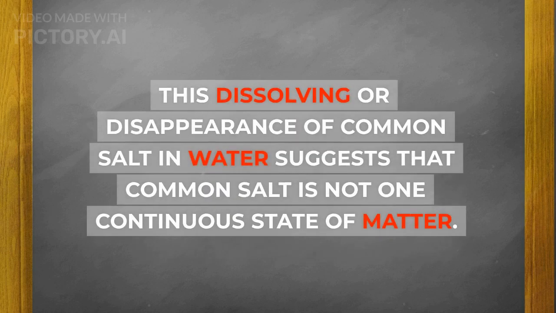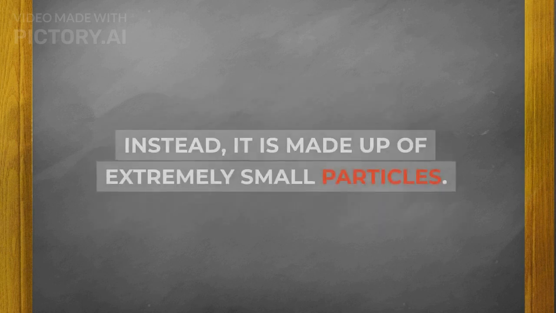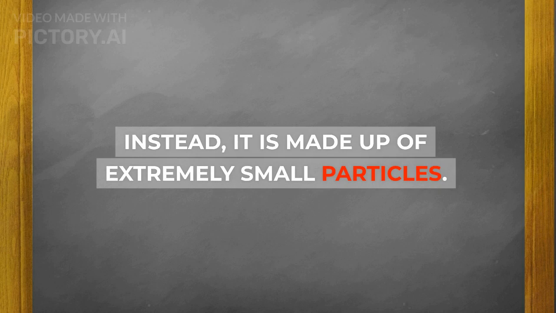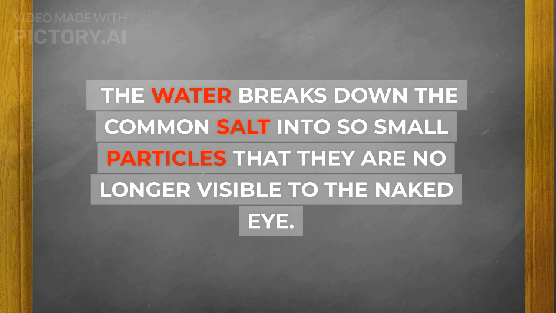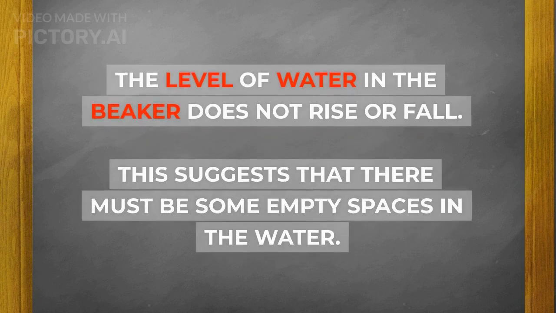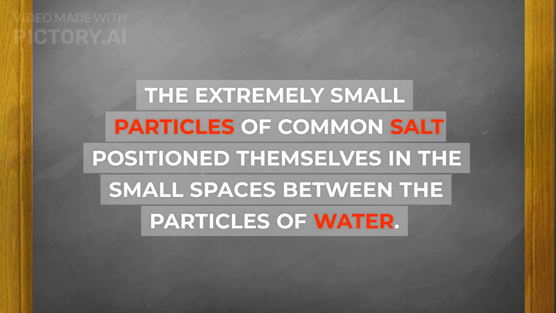This dissolving or disappearance of common salt in water suggests that common salt is not one continuous state of matter. Instead, it is made up of extremely small particles. The water breaks down the common salt into such small particles that they are no longer visible to the naked eye. The level of water in the beaker does not rise or fall. This suggests that there must be some empty spaces in the water. The extremely small particles of common salt position themselves in the small spaces between the particles of water.